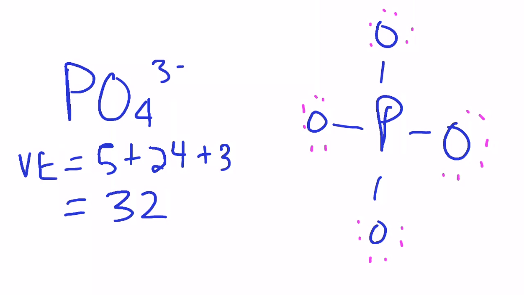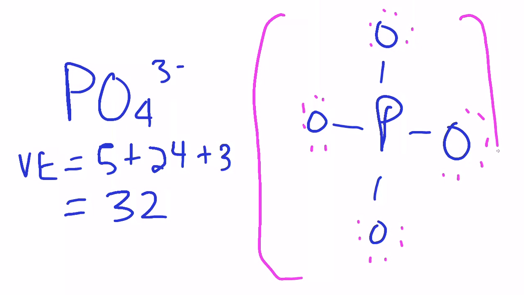Okay, we have all of the valence electrons assigned, and the most correct way to write these is with the brackets to indicate it's an ion, but we should calculate the formal charge for all of these different atoms. So for example, let's calculate the formal charge for oxygen.